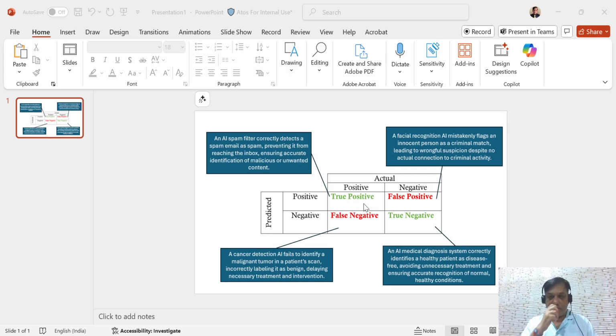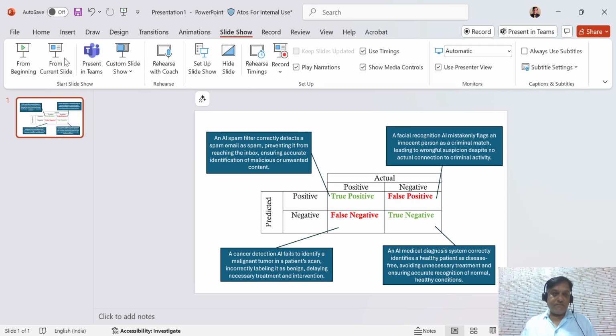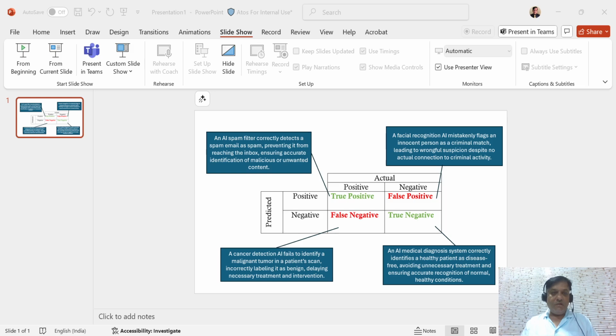Today we are going to look into the matrix that is showing, which is called the confusion matrix, where we predict the positive and negative and what is the actual positive and negative. So we get four quadrants: true positive, false positive, false negative, and true negative. So if you see here, it's called the confusion matrix.